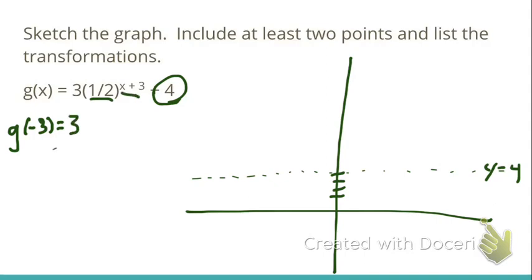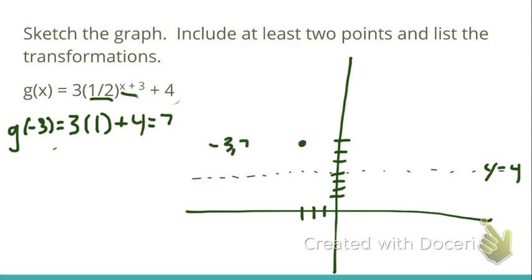So I have 3 times 1/2 to the 0 power, which is just 1, and then plus 4. So I have a 7 there. So I know there's going to be a special point at (-3, 7). So 1, 2, 3, that's 4, 5, 6, 7. So right here, (-3, 7), and it's going to be a decay model.